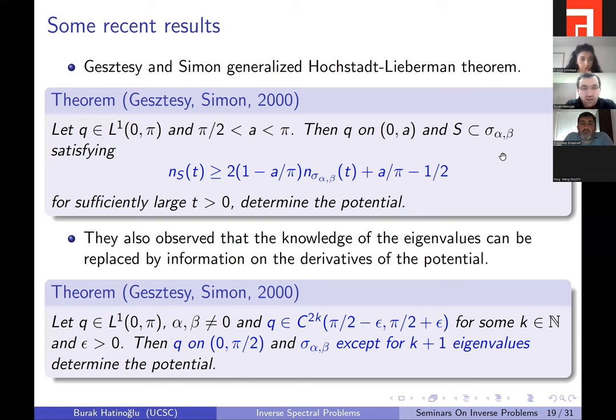Gesztesy and Simon also observed that we can remove the knowledge of some eigenvalues if we play with the smoothness of the potential. What they showed was the following. They considered again an L1 potential. If we are told that in a neighborhood of the midpoint the potential function is C to the 2k, then the potential on the first half, and not the full spectrum but the spectrum except k plus one eigenvalues, also determine the potential. That means, roughly speaking, for 2k smoothness degree, we can remove k plus one eigenvalues from the spectrum.